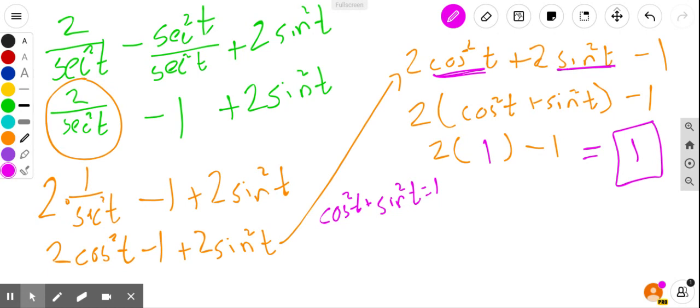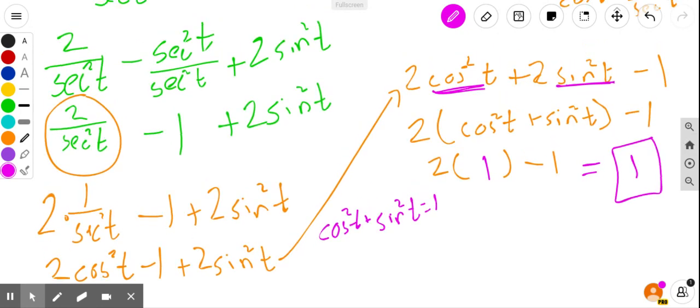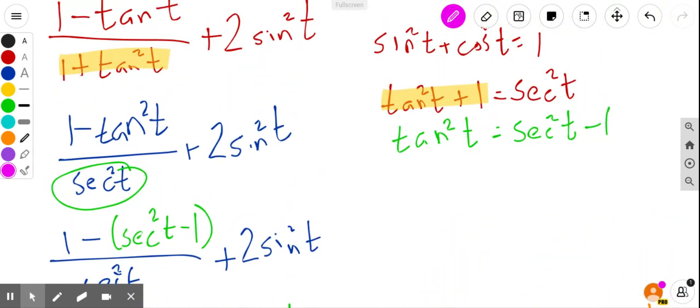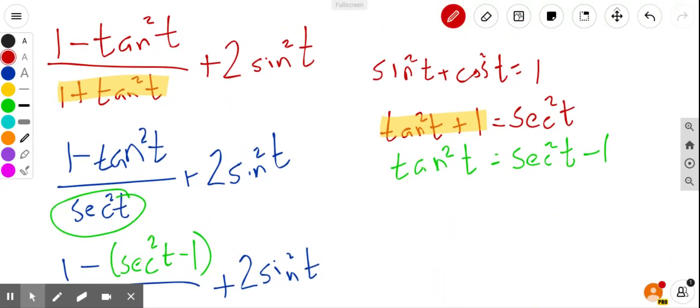Notice that this problem is all about knowing the identities that are available to me, making a choice of when to substitute them in, and being able to draw from your algebra skills to help you simplify things along the way. So that's one way. So I figured out this answer should be a 1.